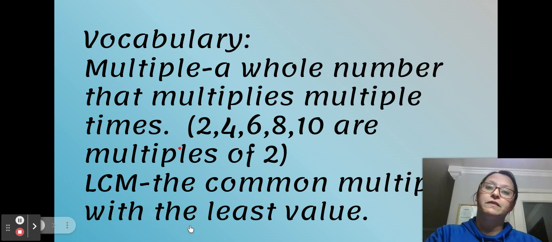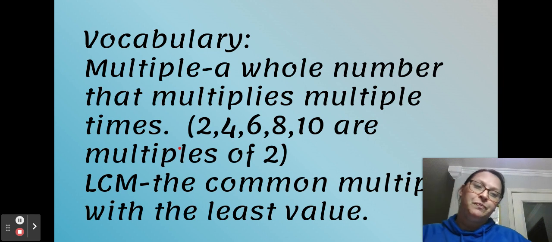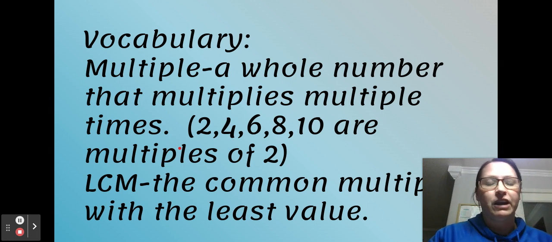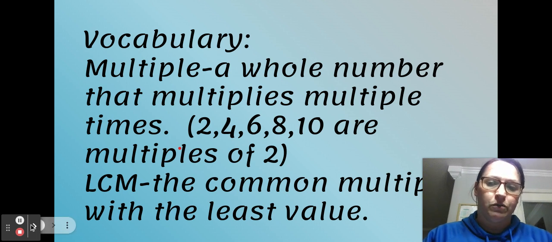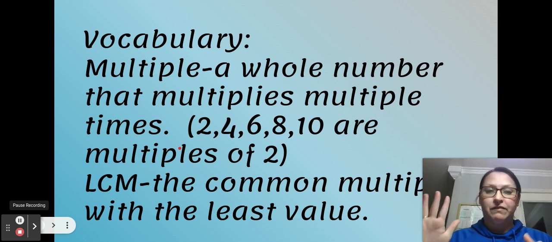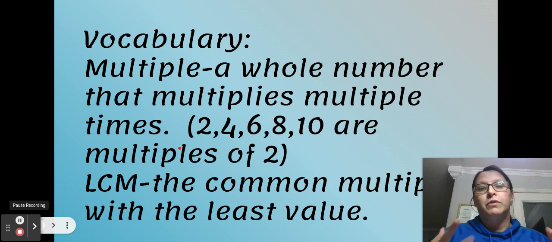A multiple is a number that multiplies multiple times. So if I take a number and I skip count with it, or I multiply it times 1, times 2, times 3, that is a multiple. The examples I gave right here, 2, 4, 6, 8, and 10, are all multiples of 2. However, 5, 10, 15, 20, 25, 30, 35, 40, 45, 50, those are all multiples of 5.